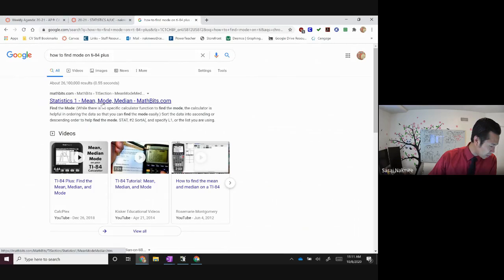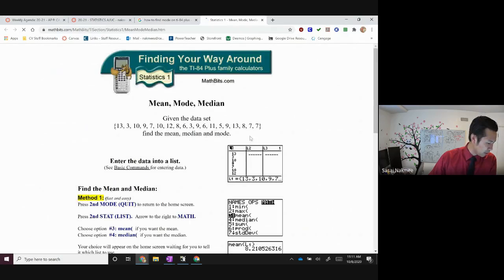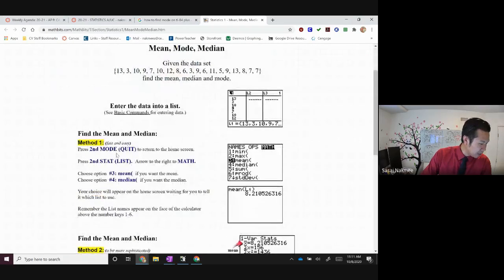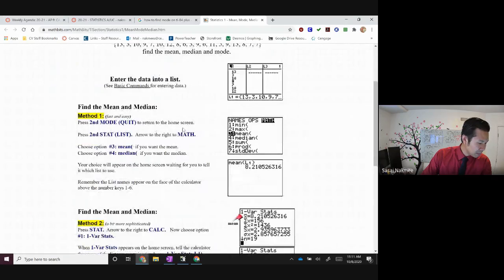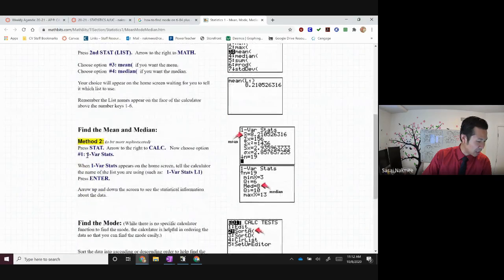Is that on the calculator? Let's take a look here. To find the mean and the median, method 1. Oh, look at that. There's a feature that has the mean and the median right there. Once you type the numbers into L1, you don't have to go to one variable statistics. You just press second stat and then go to math, and the mean and the median are right there. We did it with method 2, with the one variable statistics.